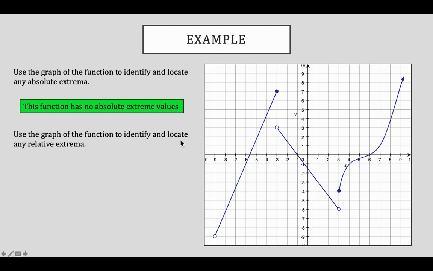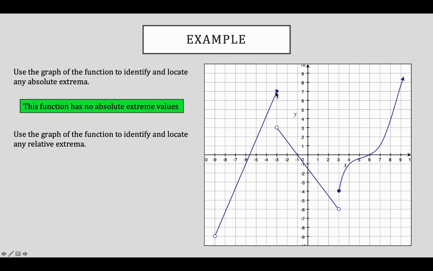Well, let's take a look at some of these points. You might notice this point right here where x equals -3. If I compare the y values of the points immediately to the left and immediately to the right, the y value associated with this point at (-3, 7) is greater than the y values of the points immediately to the left and to the right.